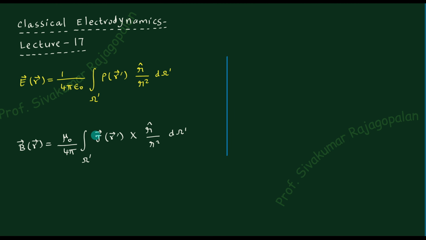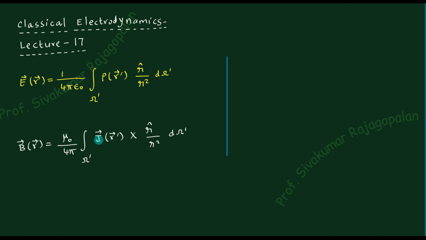But here the current density happens to be a vector quantity. Why is it a vector quantity? Because current is flowing in a particular direction. Since current is flowing in a particular direction, that will be the direction of the current, and therefore naturally this is a vector quantity. Whereas for charge, if a single electron is present in one place, you don't have a direction for that. So that is the reason.